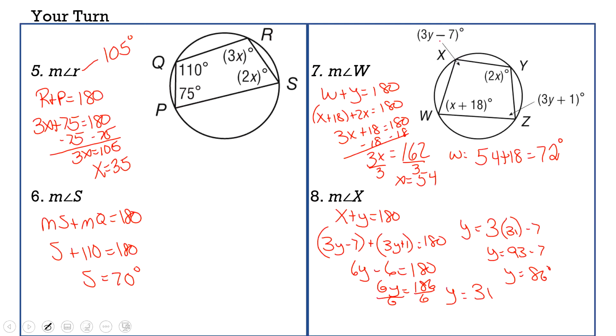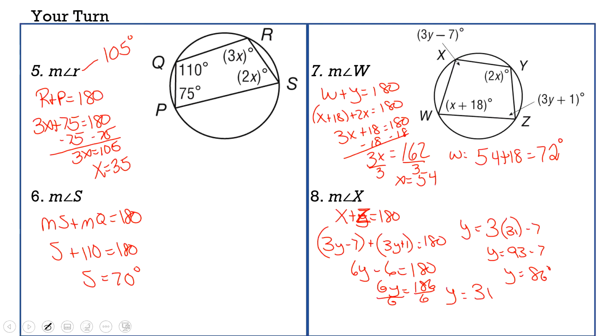For question 8, we look. They want x. X is supplementary to, I wrote y, but it should have been z. Sorry about that. This should be z. I had the right equation though. So 3y minus 7 plus 3y plus 1 equals 180. Work it through, y was 31. Plug it back into the x equation, and I find out that x is 86 degrees.